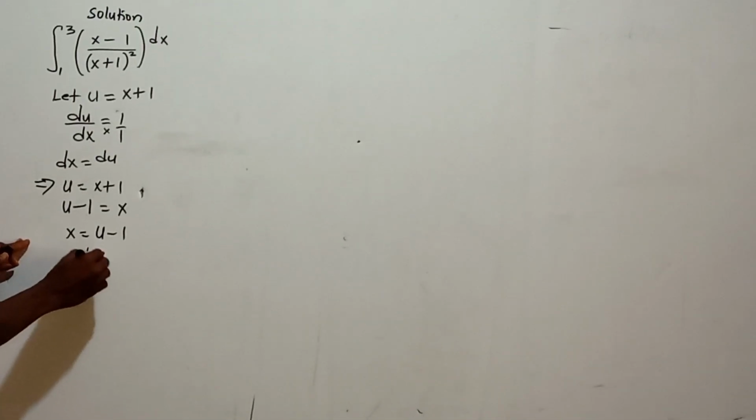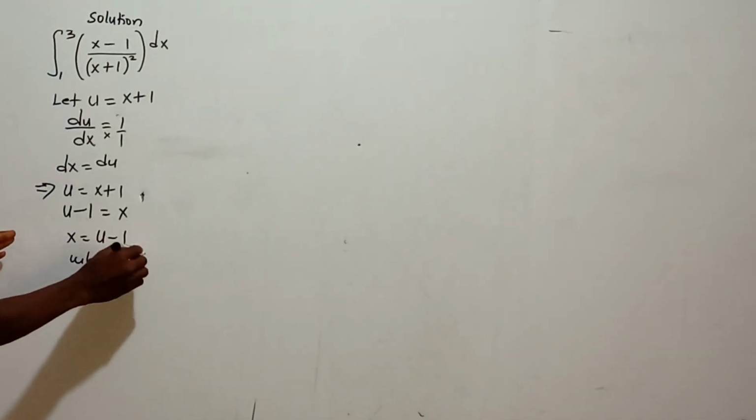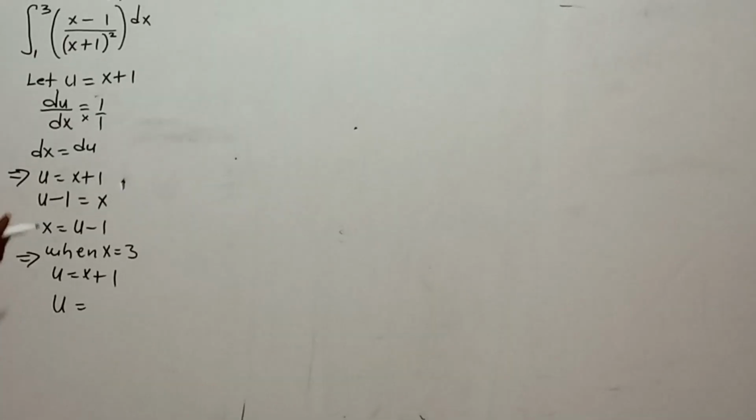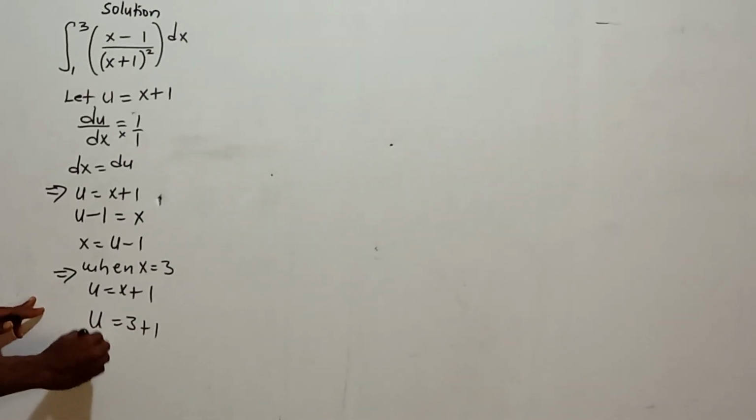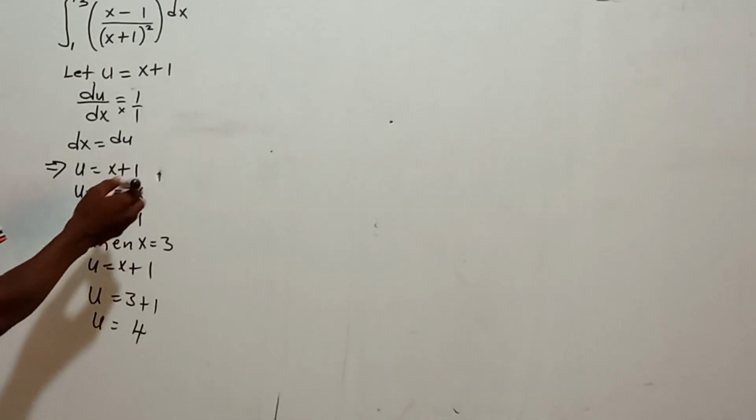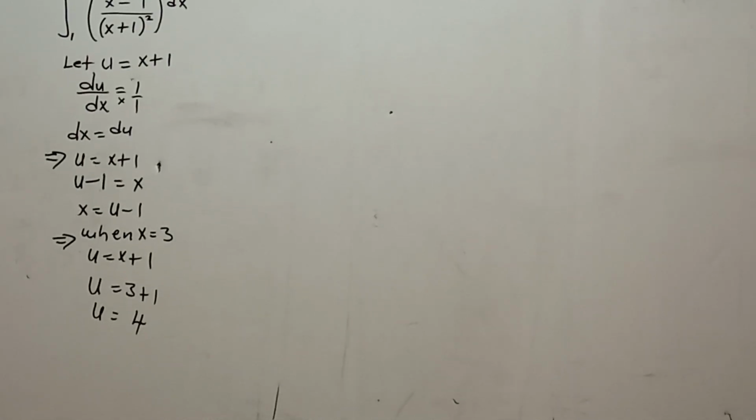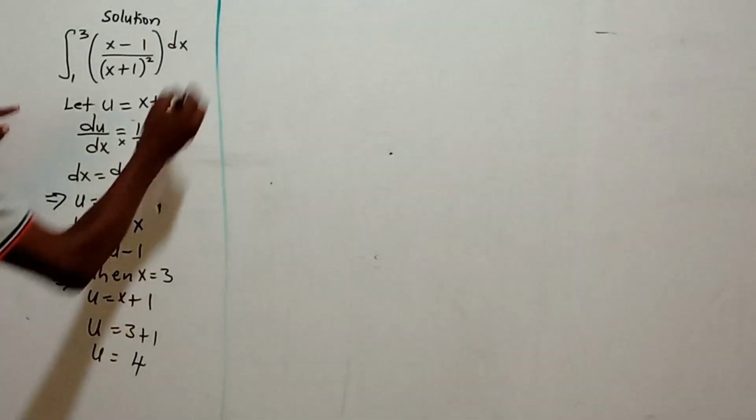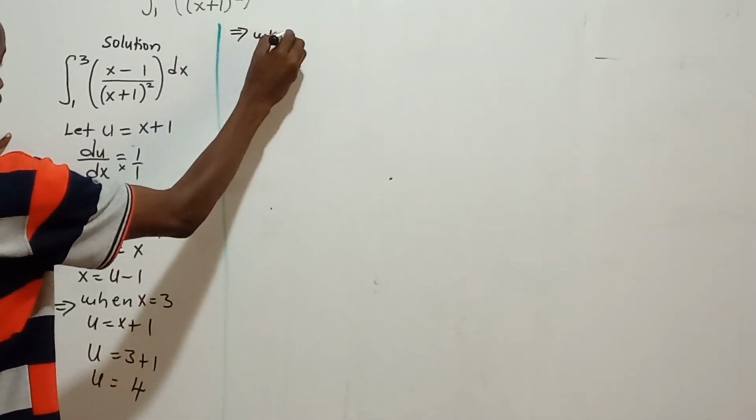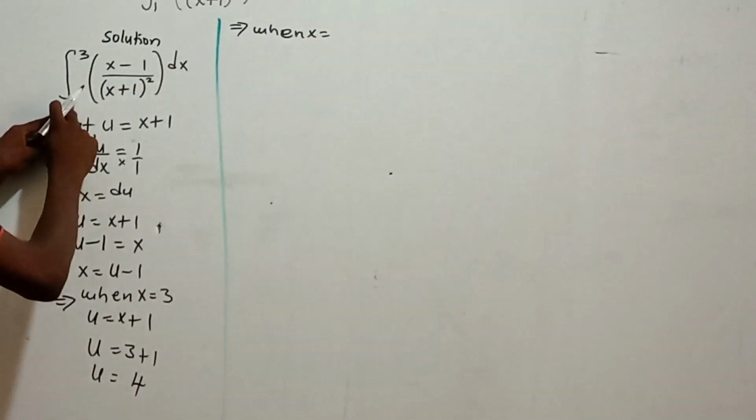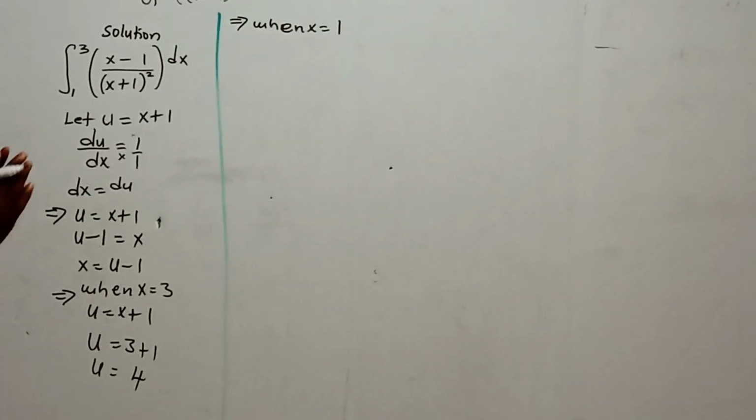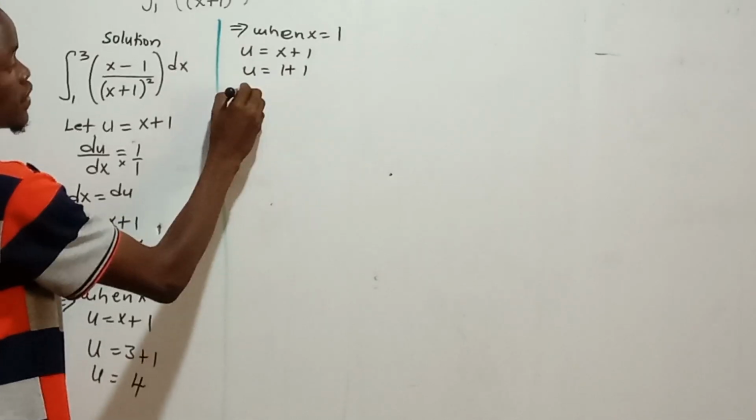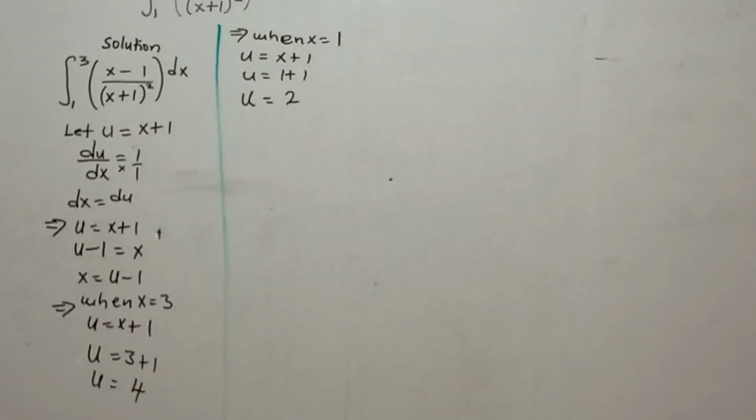The next step, we know that we have the limits. The upper limit here is 3. But we let u be equal to x plus 1. So u is equal to 3 plus 1, substituted. It will give us 4. The next thing you need to do, when x equals 1, this lower limit, we have u equals x plus 1. So u is equal to 1 plus 1, then it will give us 2. Do we get the concept?